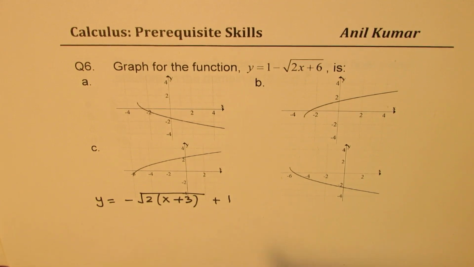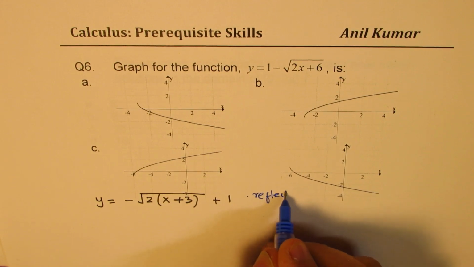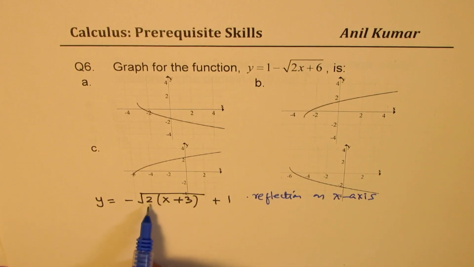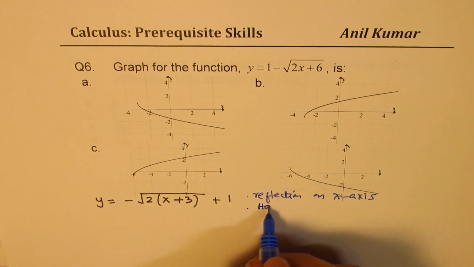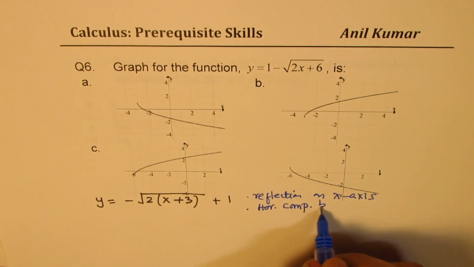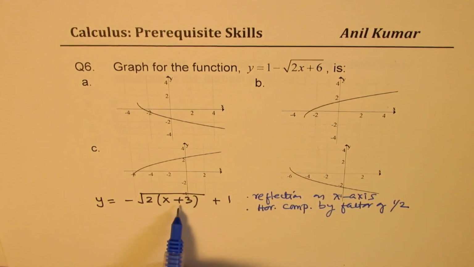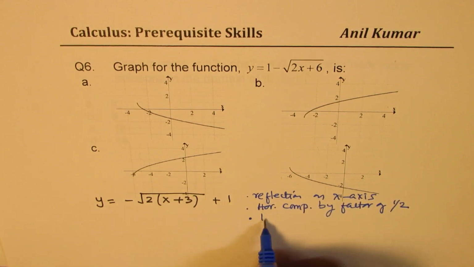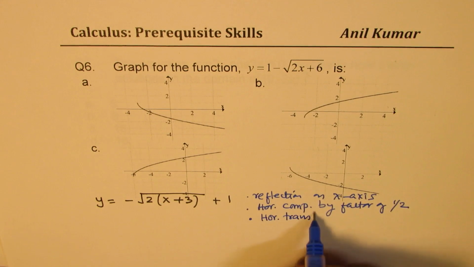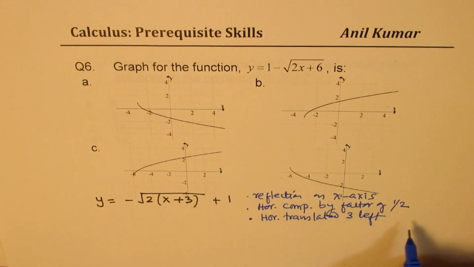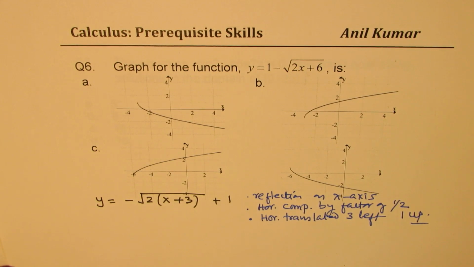So what we have here is a reflection on the x-axis, correct? Next, this is horizontally compressed by a factor of half, right? So it is compressed horizontally by a factor of half, correct? And then translated 3 units left, horizontally, and we can say 1 up, correct? 3 left and 1 up. Now that is what it is.